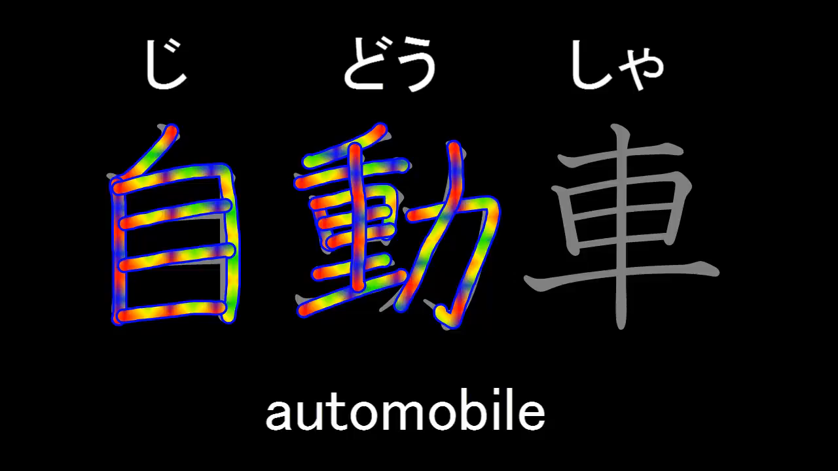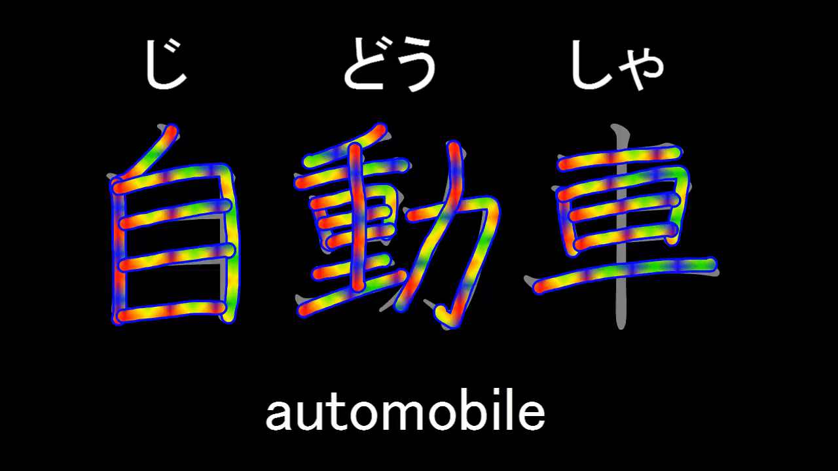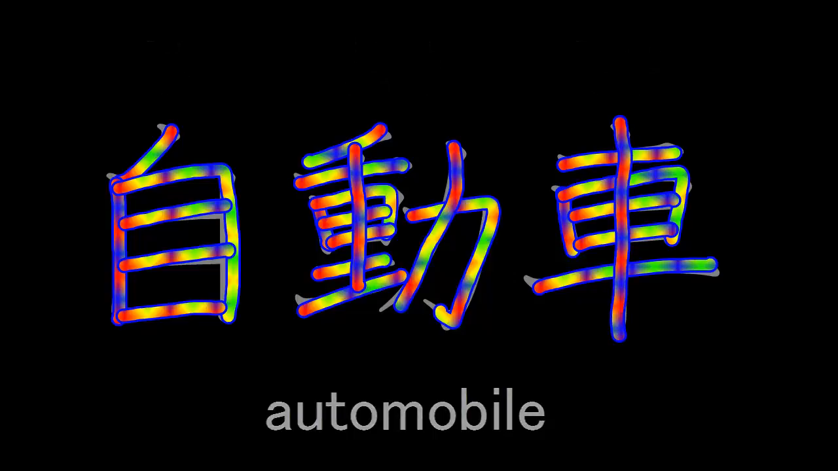So we've got self, moving, jido, and finally we have the character for wheel or vehicle. And I've just drawn the first wheel. Now I'm drawing the bird's eye view of the cart, and then I'm drawing the next wheel down the bottom, and I'm linking it all together finally with the axle right down the middle like that. And we get jidosha, automobile.